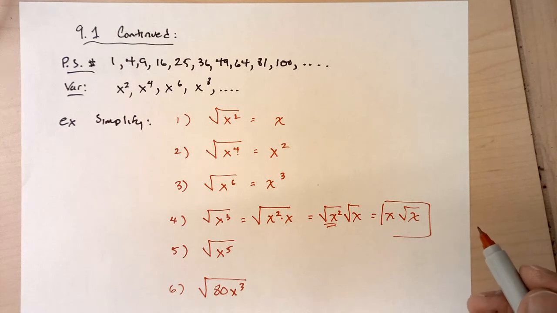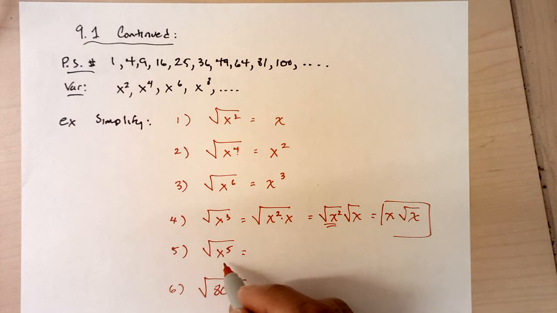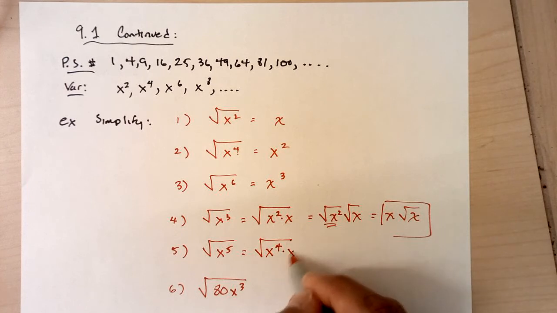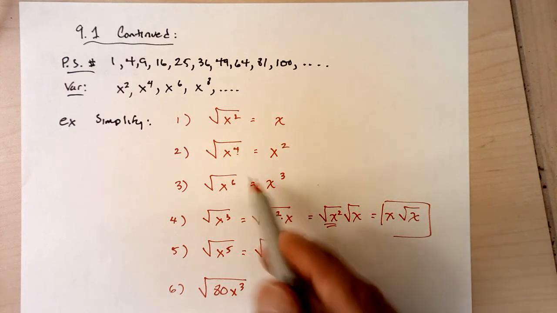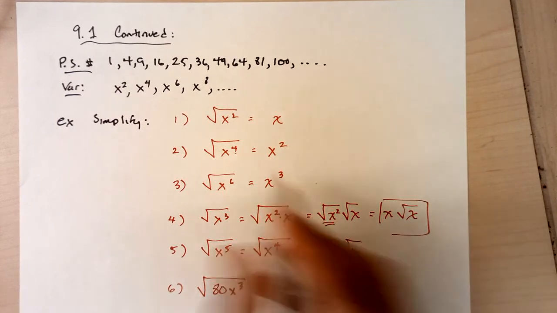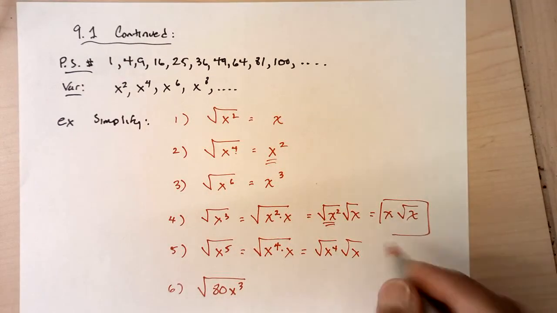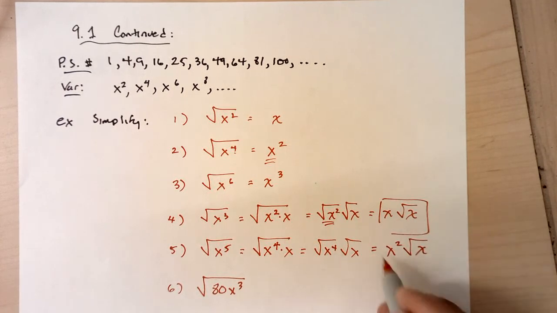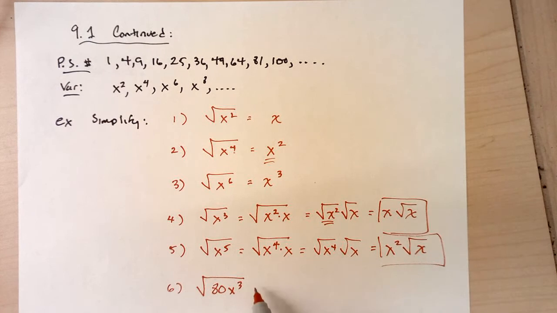And then you do something similar anytime you have an odd exponent. The square root of x to the fifth. Here's how I would break that up. The square root of x to the fourth times x. Because the square root of x to the fourth, like we saw, I would need to write it like this first. The square root of x to the fourth times the square root of x. Like we saw up here, the square root of x to the fourth is x squared. And then square root of x is what it would simplify to.